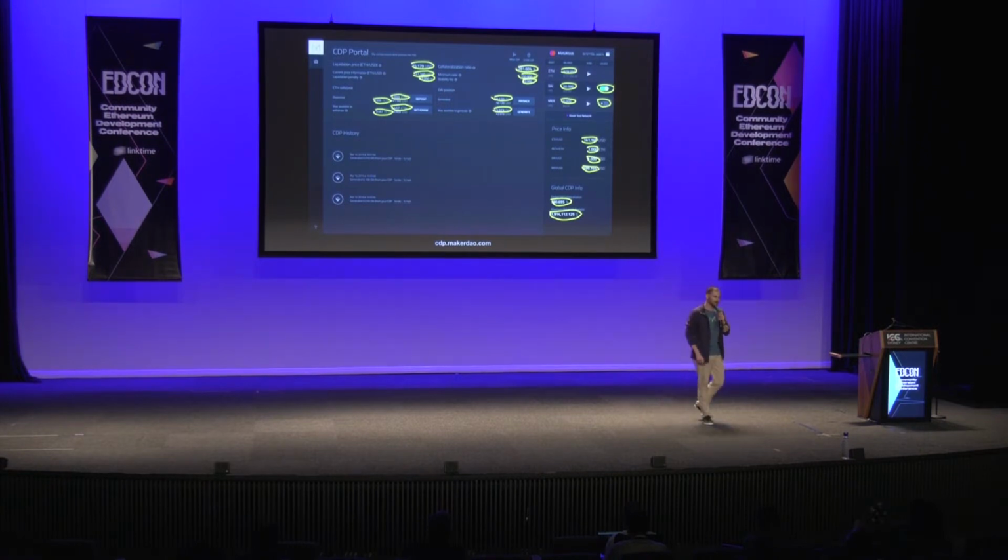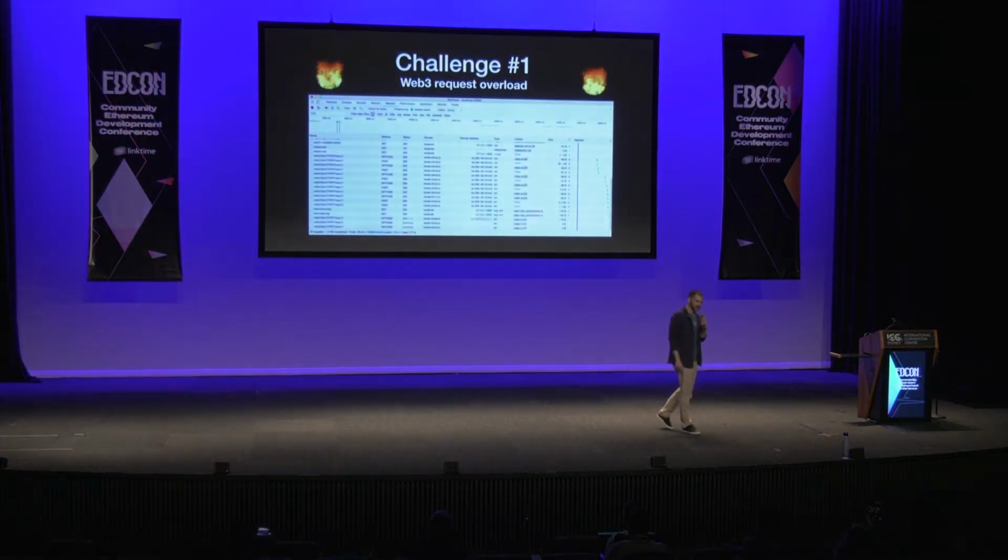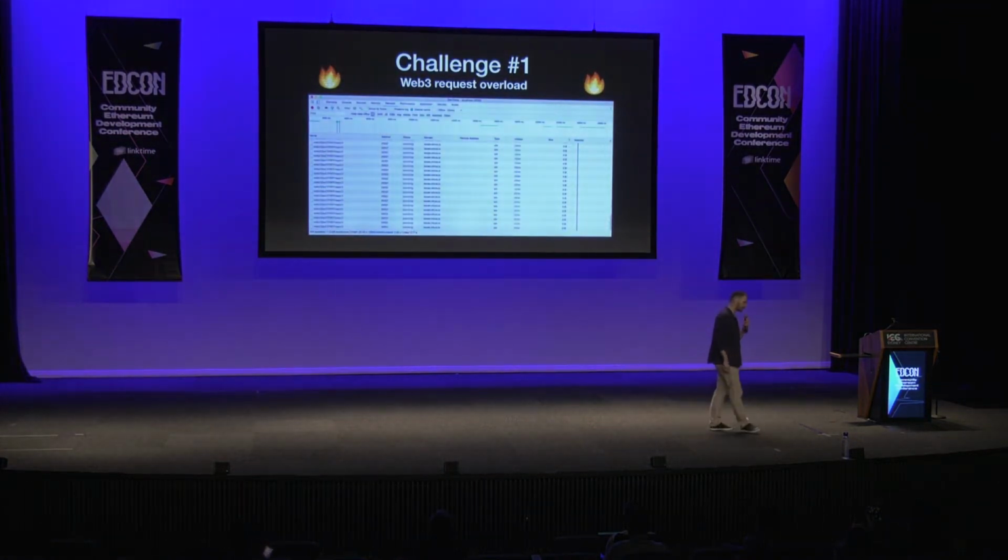If we're polling for, say, 20 or so variables, the way that Web3 works is that each request will go out separately. So every 5 or so seconds, if we're polling, that ends up being a lot of different requests. That was the first challenge that we encountered, this Web3 request overload. Here is what the network tab looks like in Chrome after a while.